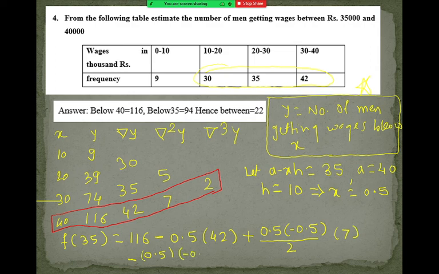minus 0.5, minus 1.5 upon 3 factorial, which means 6, and delta cube it is a 2. Now do this calculation and check whether you are going to get the answer as 94, approximately 94. Suppose you get 93.6, you can say approximately 94. You have to round up to the nearest digit. Why? Because there are number of people. What are we calculating above 35? Number of men whose salary is below 35k. So that we are calculating.